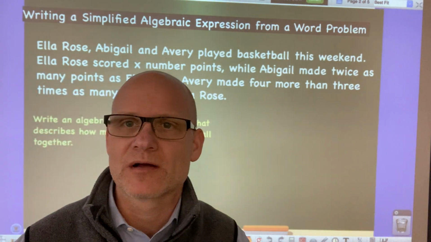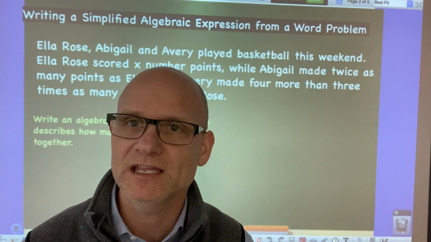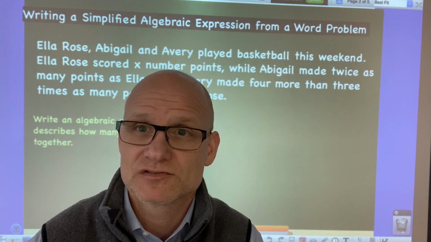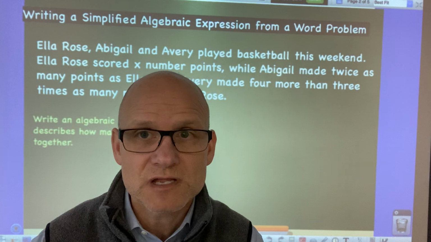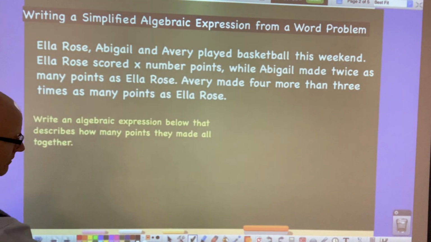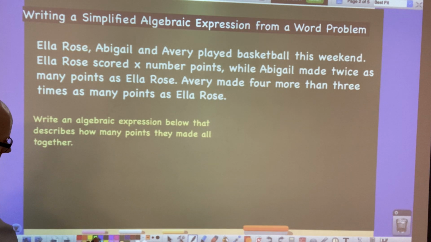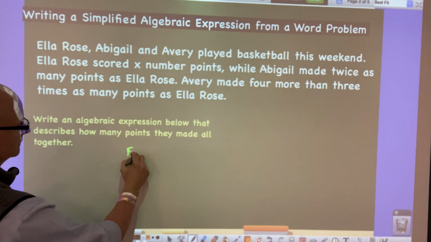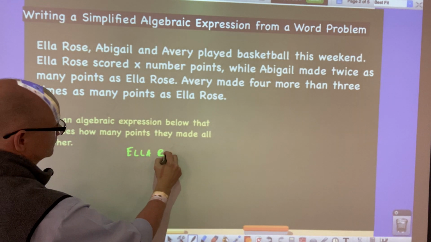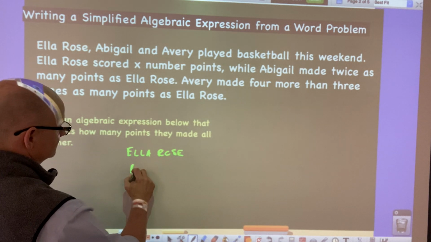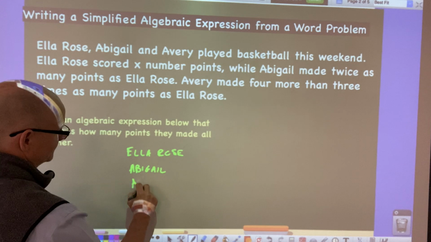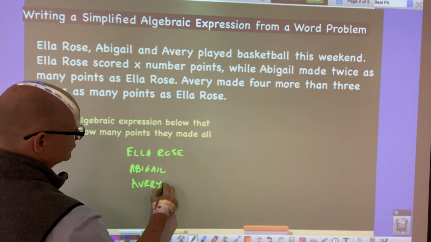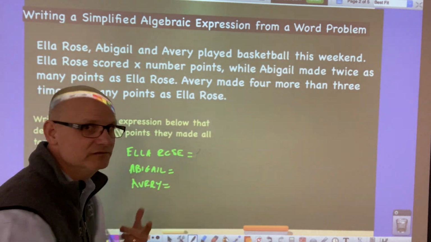When you look at this problem, it looks kind of difficult to solve. But if you just break it up into its parts and then combine those parts, it's not too difficult. So you have 3 parts to this story problem right now. There is Ella Rose, there's Abigail, and there's Avery. So let's just write an expression for each one of these ball players.